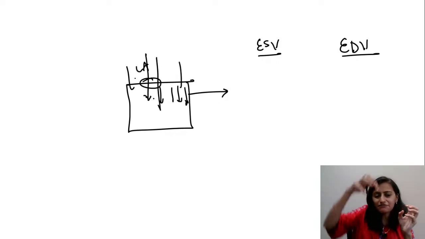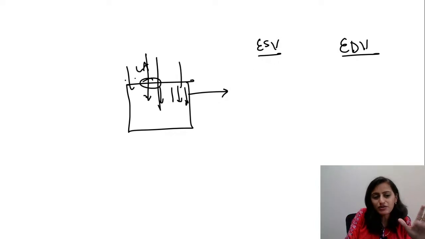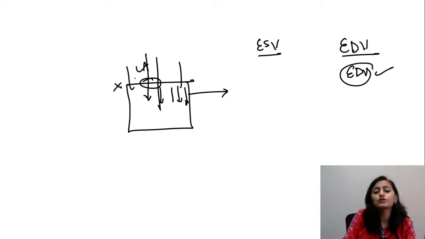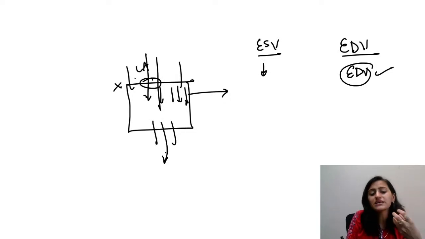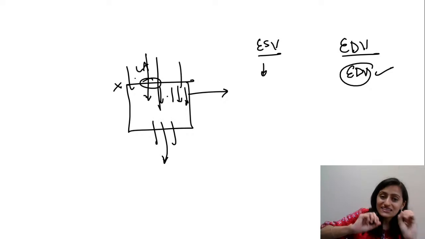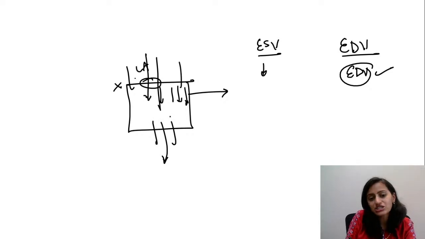Inflow happens during the diastole. So at the end of the diastole, that is the end diastolic volume. How much is received in the diastole, that is the end diastolic volume. What is the end systolic volume? What is systole? The contraction, the blood going into the aorta. After the ejection, what is remaining, that is the end systolic volume.